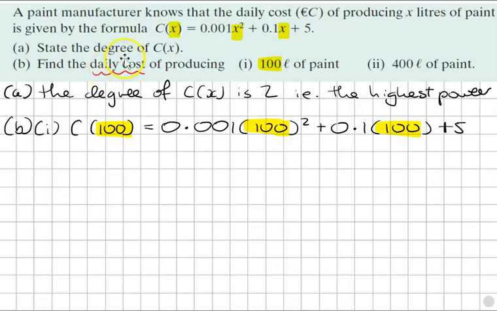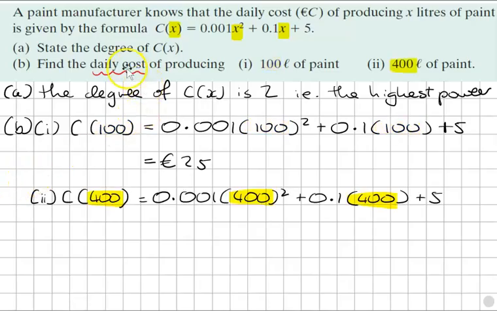B, we want to find the daily cost of producing 100 litres of paint. So we're going to find C of 100. So we're going to replace each of those x's with brackets and put 100 into the brackets. So we just put that straight into the calculator and we get €25. So the daily cost of producing 100 litres of paint is €25.